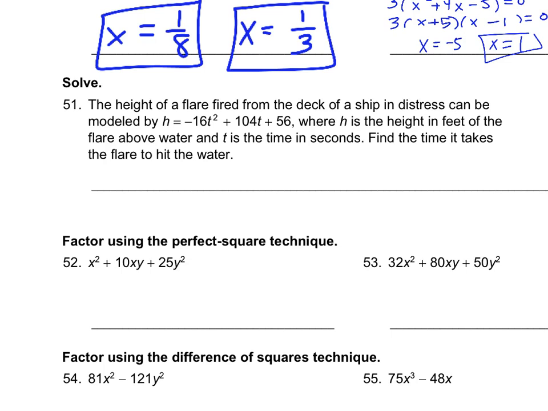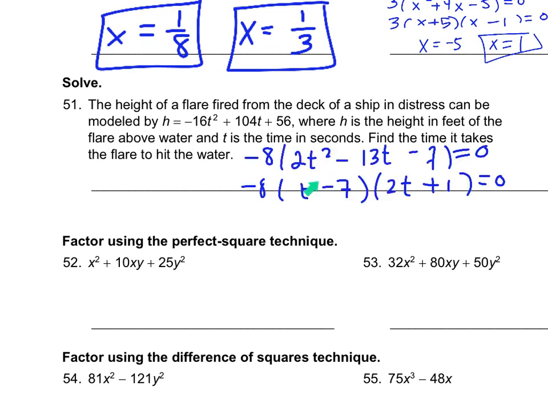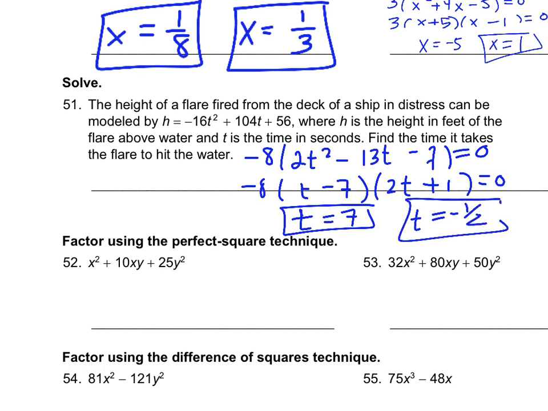Actually, after looking at that problem, we find out that all numbers can be divided by 8. So after factoring, we end up with negative 8, t minus 7, and 2t plus 1. And then to give the answers, we need to change signs. So t equals 7 and t equals negative 1/2. But we do not want this answer since time is never negative. And so our only answer becomes t equals 7. So it says in the problem, find the time it takes for the flare to hit the water.